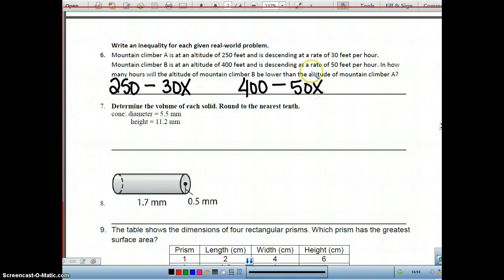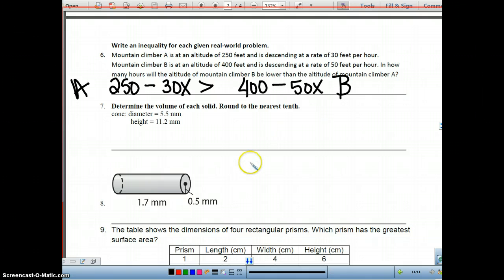And they ask us, in how many hours will the altitude of mountain climber B be lower than the altitude of mountain climber A? So I need to know, based on that information, am I going to put a greater than symbol here, a less than symbol here? Which one? A greater than, right? Because they want to know when B is going to be less than this guy over here. This is A, and this is B. Everybody good so far?